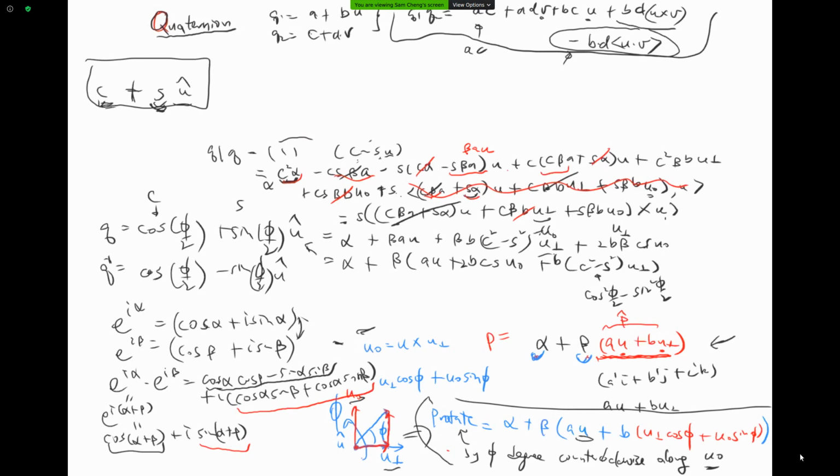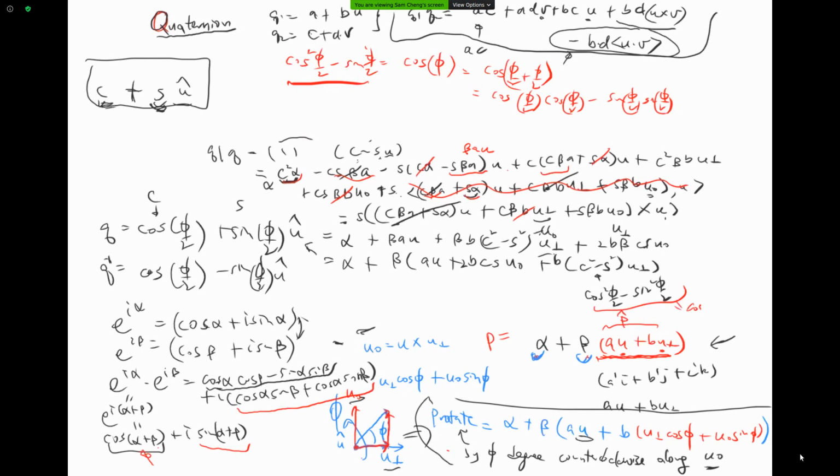Cosine square phi over 2 minus sine square phi over 2 is actually just equal to cosine phi. Right, because this is equal to cosine phi over 2 plus phi over 2. And you can use this equation here, cosine alpha plus beta, which is equal to cosine phi over 2 cosine phi over 2 minus sine phi over 2 sine phi over 2. So basically cosine square phi over 2 minus sine square phi over 2. So okay, therefore this is actually cosine phi.